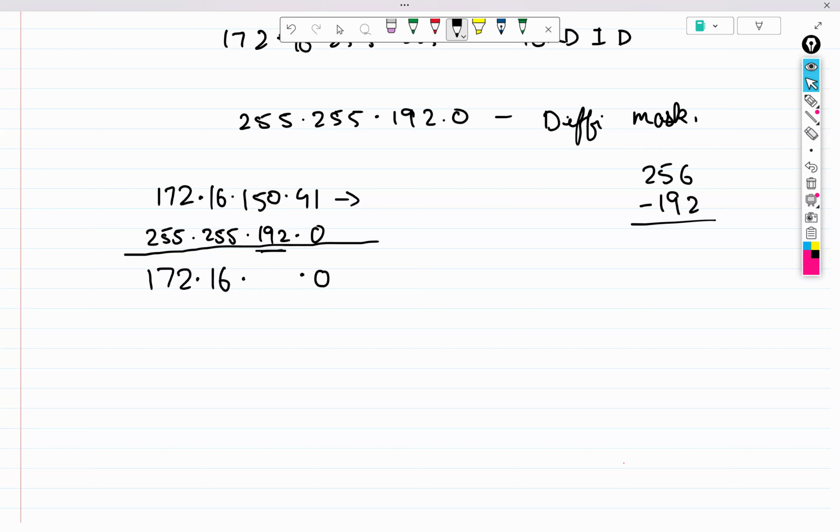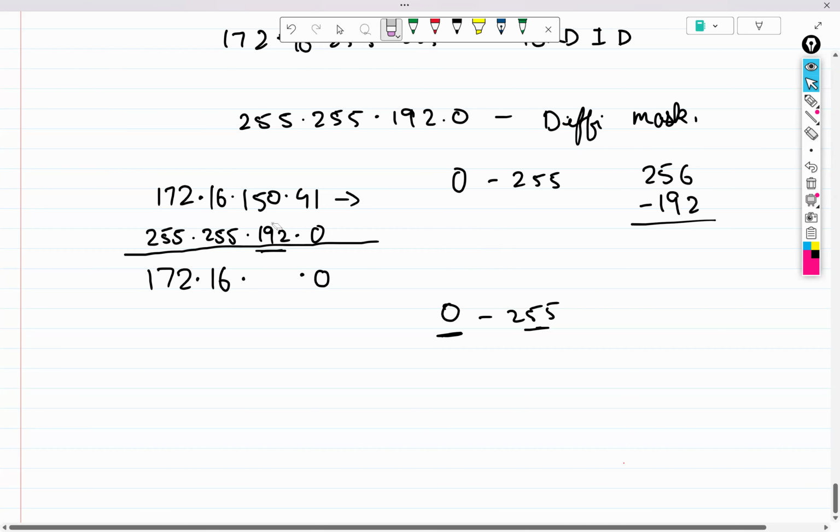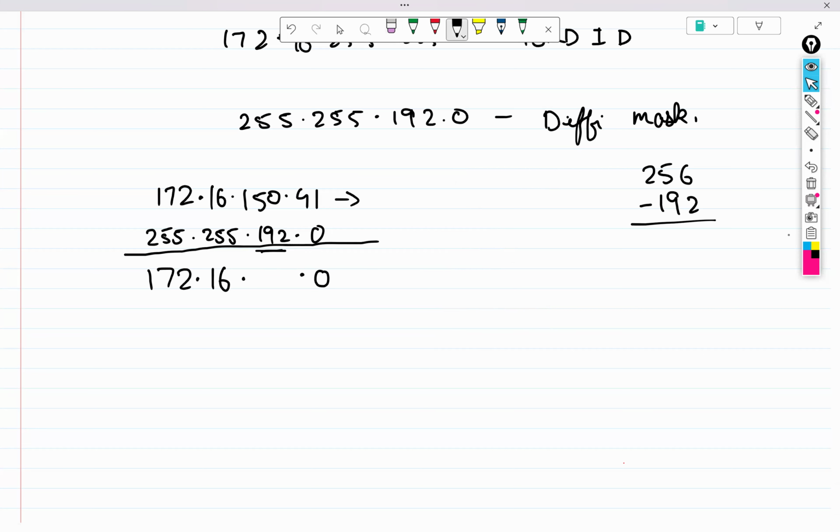The reason is our subnet mask starts from 0 and it goes up till 255, right? With an 8-bit octet, you can only have numbers starting from 0 and it can go up till 255. So including 0 and 255, the total is 256, right? That is why we are subtracting this difficult number from 256, or you can call it the magic number, 256. Okay, so let's subtract.